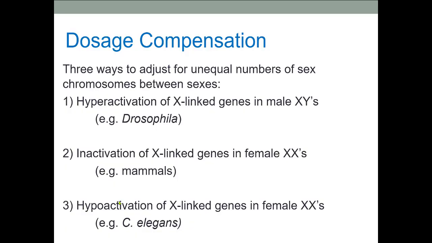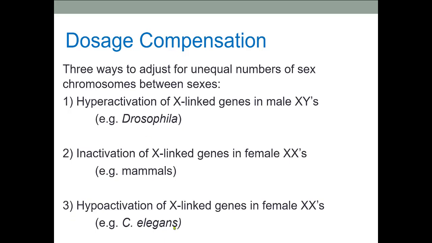There are 3 ways to adjust for that in nature. So the one that humans do is number 2 here. One of the female X chromosomes gets inactivated. So females become functionally hemizygous by having one of their X chromosomes inactivated. In Drosophila, they do it the other way around. They get hyperactivation of the male X chromosome, right? The male only has one X chromosome. That thing gets turned up in its expression level, so it produces twice as much as each of the female ones. So at the end of the day, the chromosome expression is normalized.